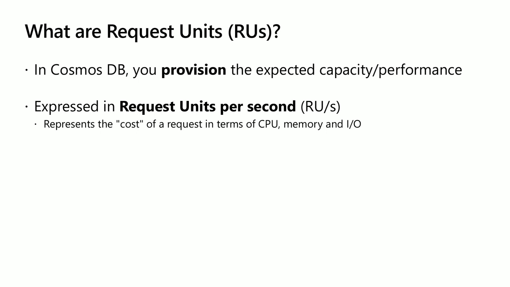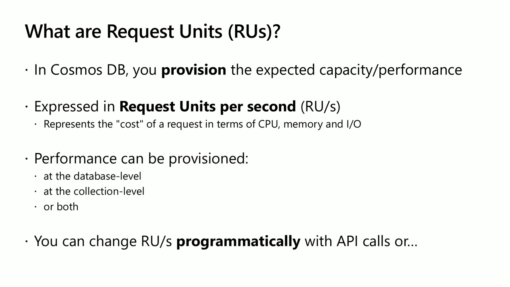Cosmos DB is different from other databases in that it works on a provisioned throughput model. You tell us the expected capacity or performance, and it's expressed in a unit called request units per second, or RUs per second. Every operation consumes a certain amount of request units because it takes a certain amount of work, CPU, memory, and IOPS, to actually do that operation. You tell us exactly how many RUs you need per second, and we'll guarantee and provision that. So if I have 1,000 RUs per second of capacity, in that one second I can consume it. Next second, it resets. I get another 1,000, 1,000, 1,000, et cetera.